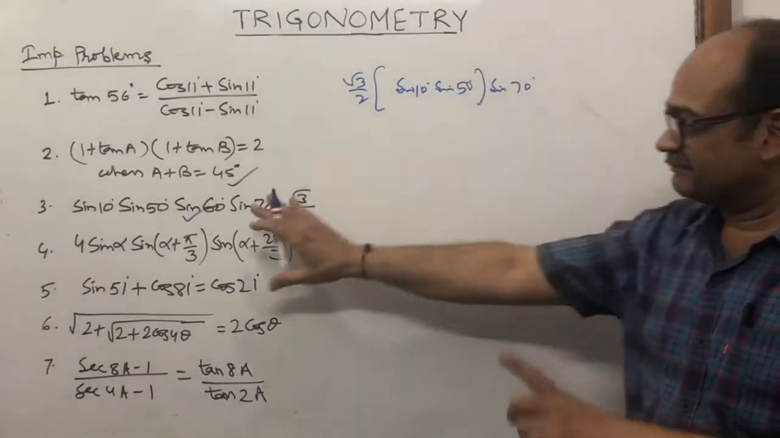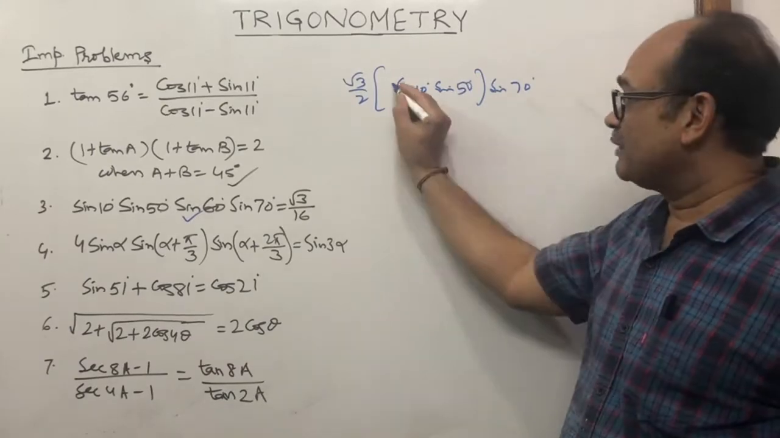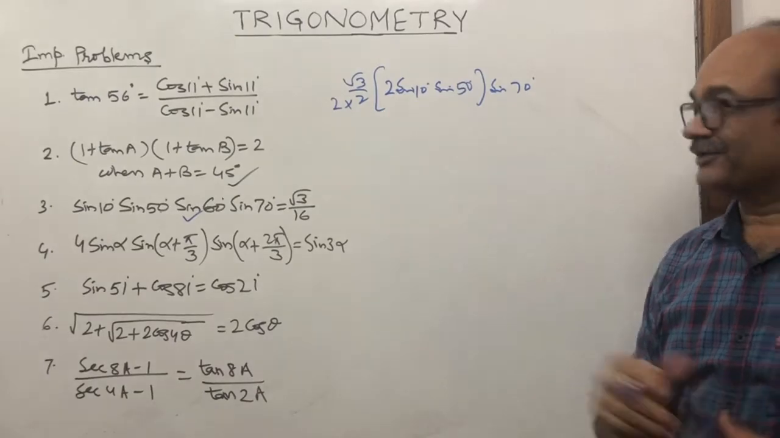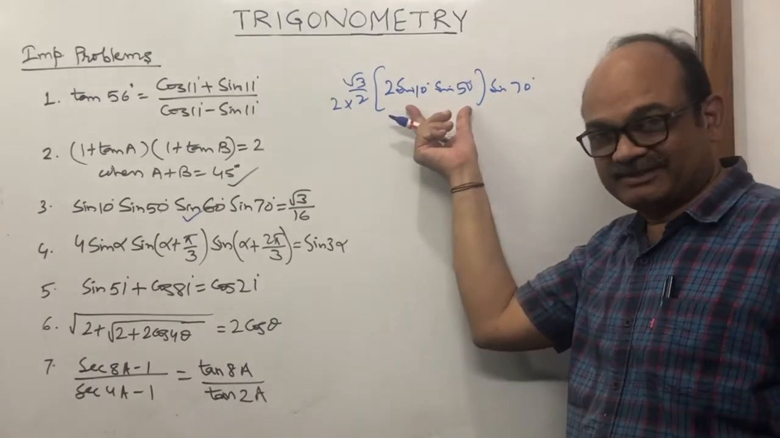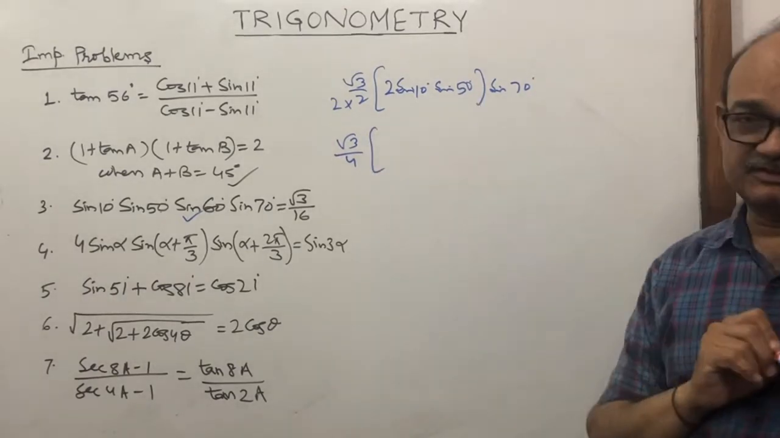No problem, the same thing. You know the formula of 2 sin A sin B. So from our side, multiply by 2 and divide by 2. क्यों? क्योंकि हमको इसको फॉर्मूला बनाना है 2 sin A sin B. So here it is root 3 by 4. 2 sin A sin B is a formula.